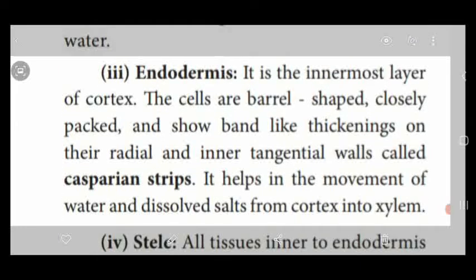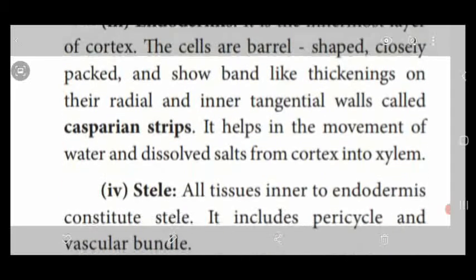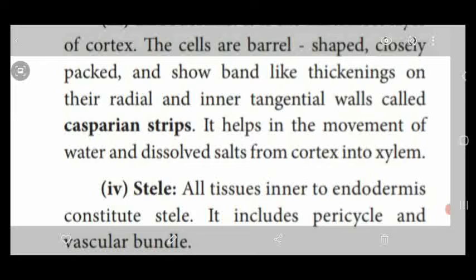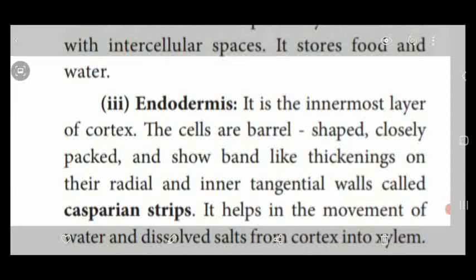So here the band-like thickenings present on the radial walls and also the inner tangential walls are called the Casparian strip. What is that? Casparian strip. The function of the endodermis is that it helps in the movement of water and dissolved salts from the cortex to the xylem. What moves from the cortex to the xylem? Water and mineral salts. So that is the endodermis.